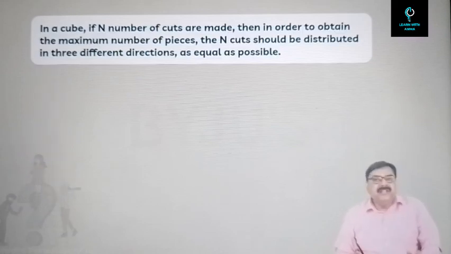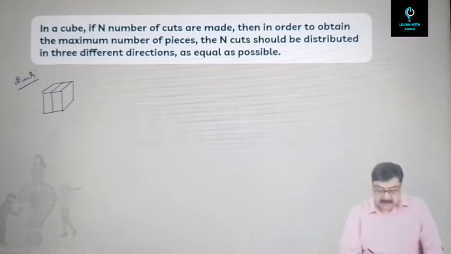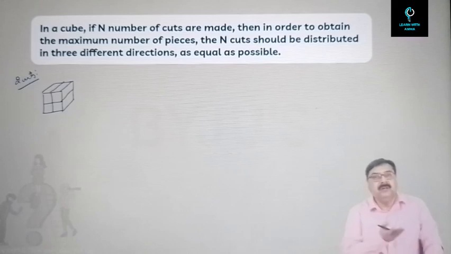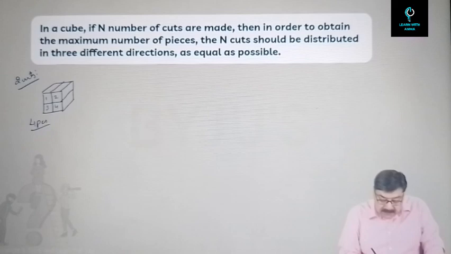Now what will happen if we change the direction of these cuts? Now let's take a cube here. This time we are going to make 2 cuts to this cube. One vertically perpendicular, second horizontal. So one is vertically perpendicular, the other is horizontal. Now the number of pieces here are 1, 2, 3, 4. So we get 4 pieces.